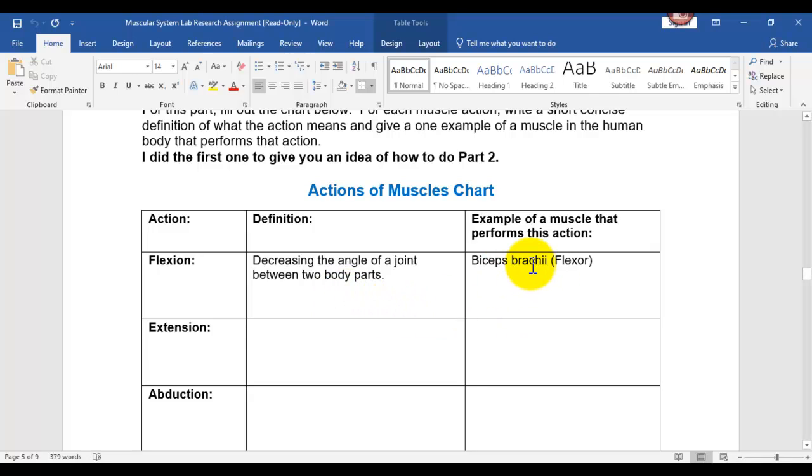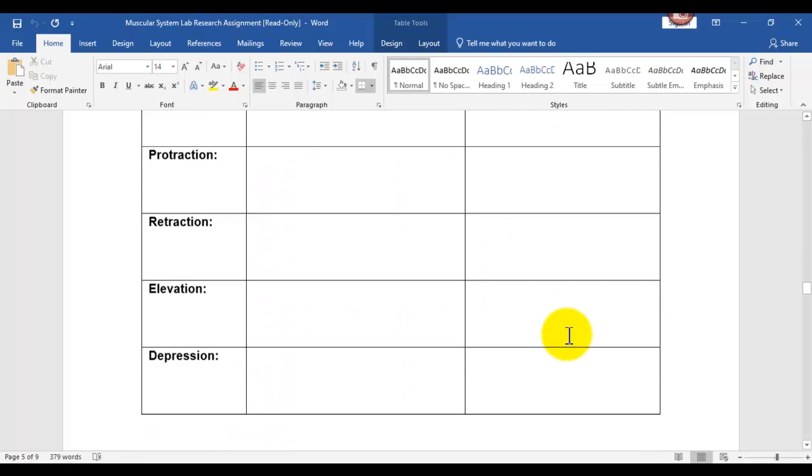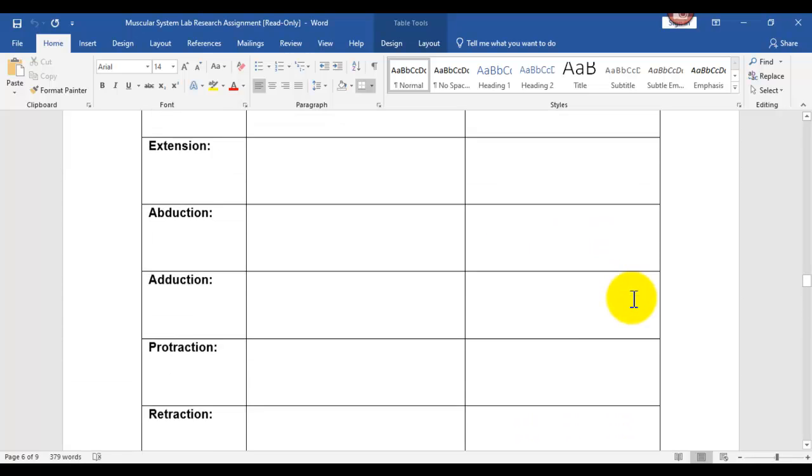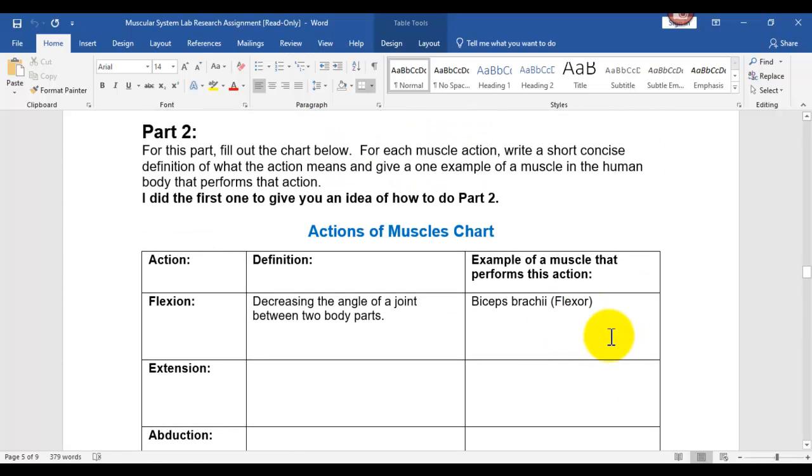I put the biceps brachii is considered to be a flexor, but the hamstrings are flexors, even the hip muscles, the gluteus, are flexors. So you're going to fill out this chart all the way to there. Write the definition of each action and then give an example of a muscle that performs that action.